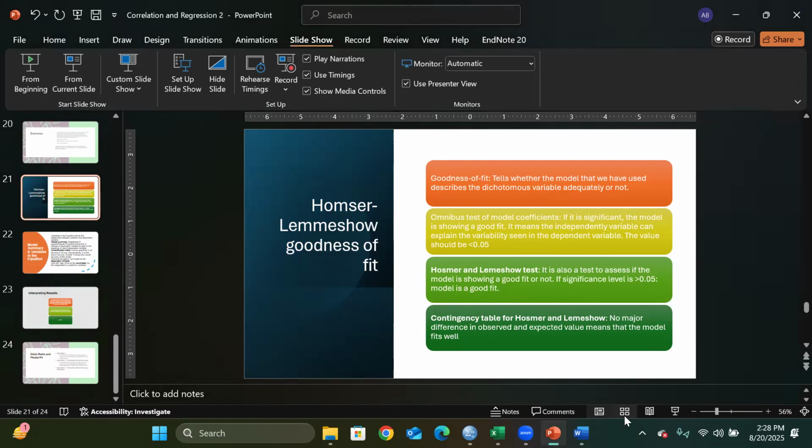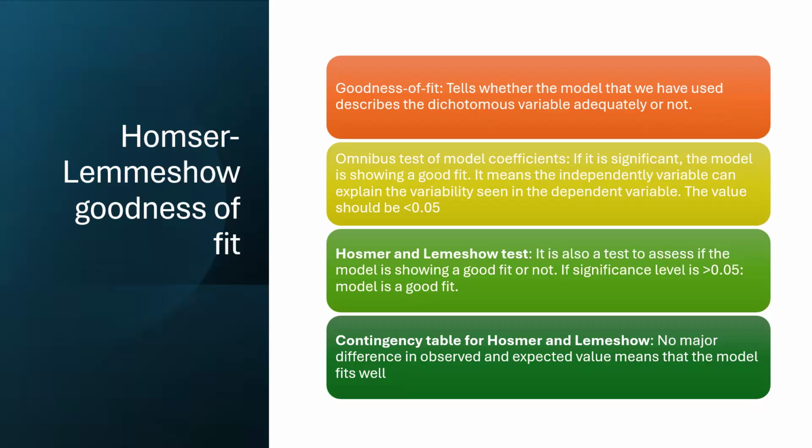Okay, let's go back to the theoretical stuff a little bit and then we will move back to the interpretation. Goodness of fit tells whether the model that we have used describes the variable adequately or not. The omnibus test: if it is significant, the model is a good fit, and for it to be significant, the value should be less than 0.05. And the Hosmer and Lemeshow test is significant if the value is more than 0.05.